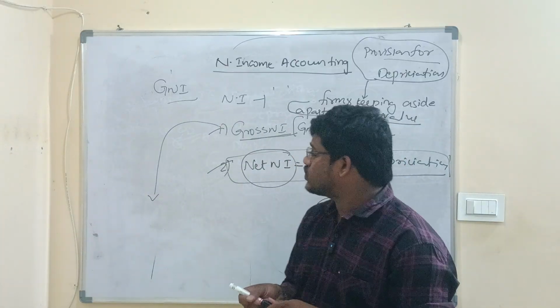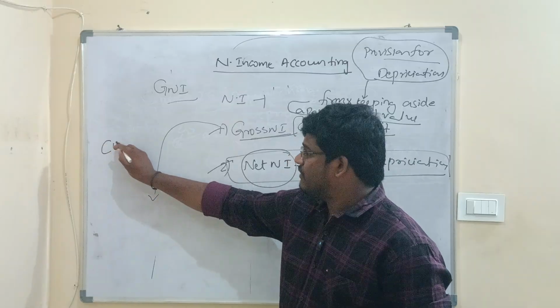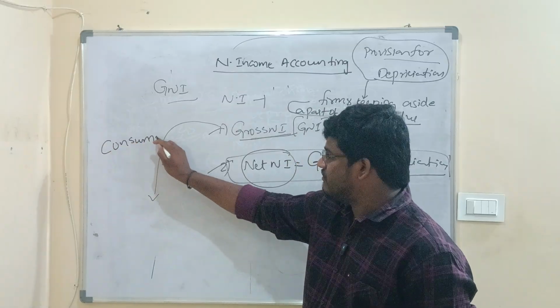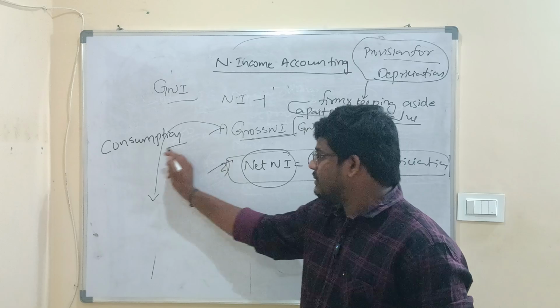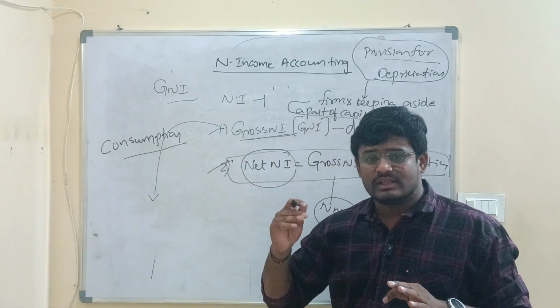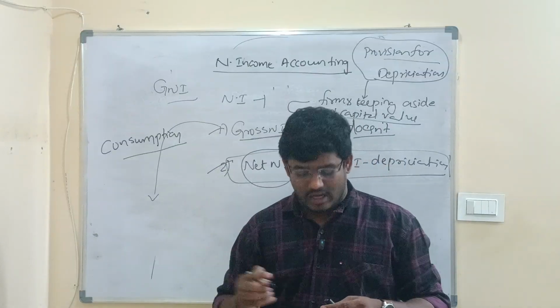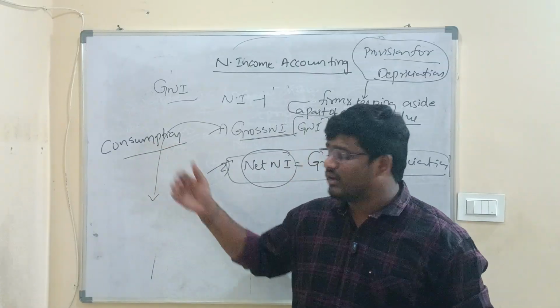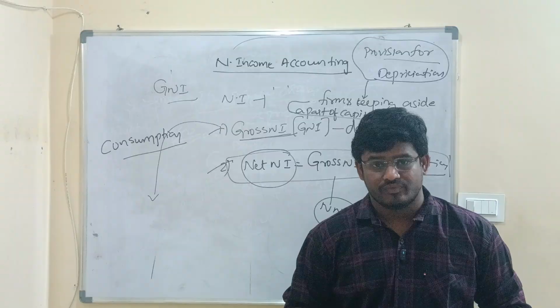One point we have to understand is that depreciation of fixed capital is also known as consumption of fixed capital. When I use the term consumption, it is not the consumption which we generally use. Consumption here means gradual loss. Gradual loss of the fixed capital can be referred to as consumption of fixed capital also.